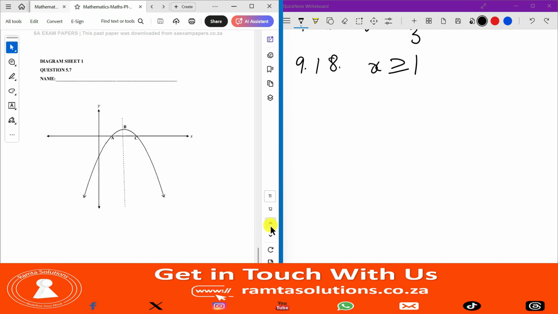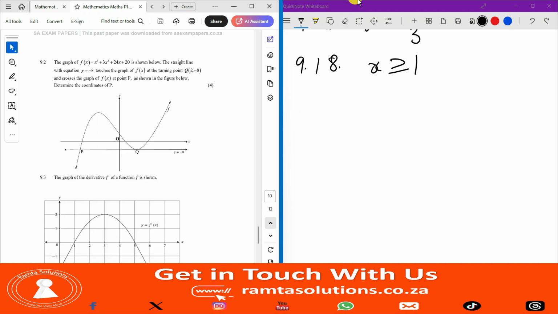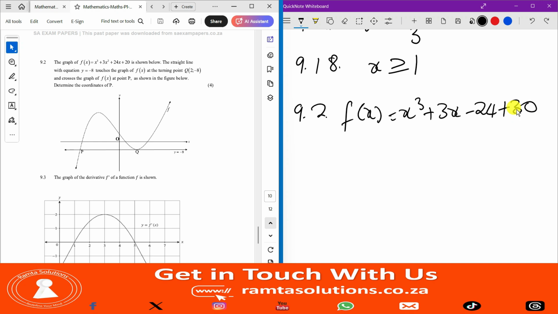9.2. Let's see 9.2 now. So 9.2 is very interesting. 9.2 says, there's a mistake, by the way, for this one. It should be f of x equals x cubed plus 3x squared minus 24x plus 20. So the graph of f of x equals x cubed plus 3x squared minus 24x plus 20 is shown below. A straight line with equation y equals negative 8 touches the graph of f of x at the turning point Q, with coordinates 2 and minus 8.